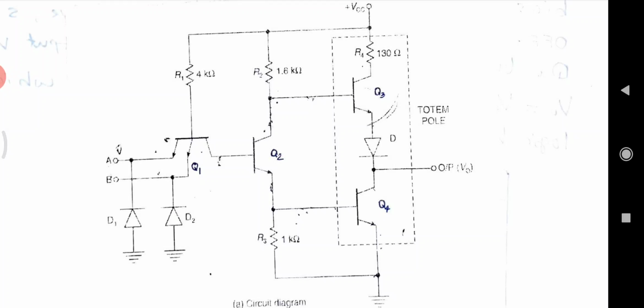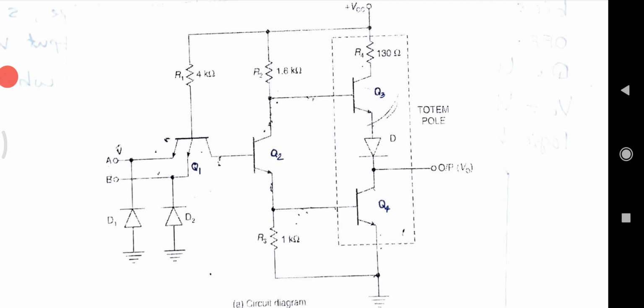and Q2 turns on. Current from Q2's emitter flows into the base of Q4. So Q4 is turned on. The collector current of Q2 drops down and Q3 turns off. Since Q4 is on, V0 is at its low level, so the output is a logic 0.